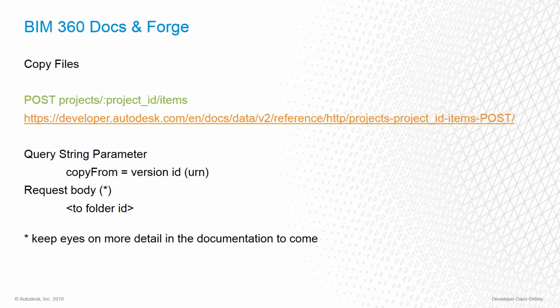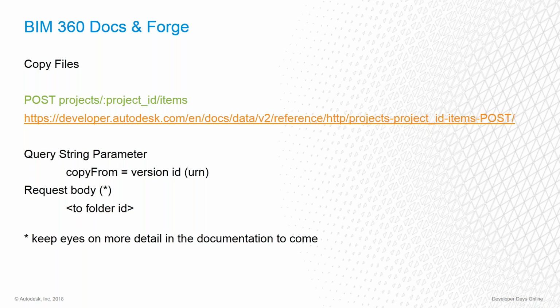Copy file. This is the one I told you a couple of slides back that I just noticed this morning. It's about copying files. There's a query string parameter, copy from, and then you specify the target folder ID in the request body, and you should be able to copy the files. Again, I haven't tried this one yet, so keep an eye on updates. Maybe Augusto or Jaime may update the blog.